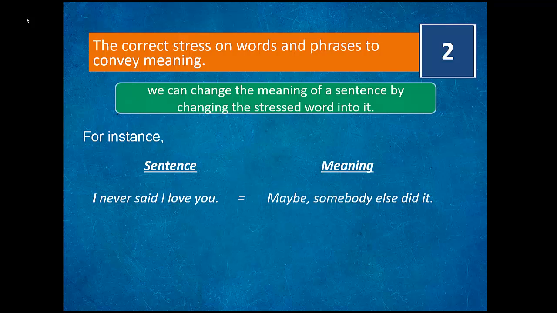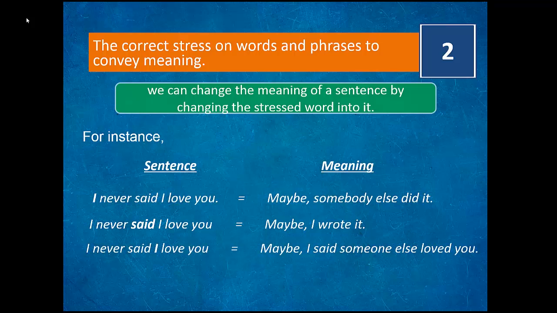Let's see. Number 1, I never said I love you. Here the meaning is maybe somebody else did it. 2, I never said I love you. The meaning, maybe I wrote it, but I never said it. 3, I never said I love you, meaning maybe I said someone else loved you, but not me.